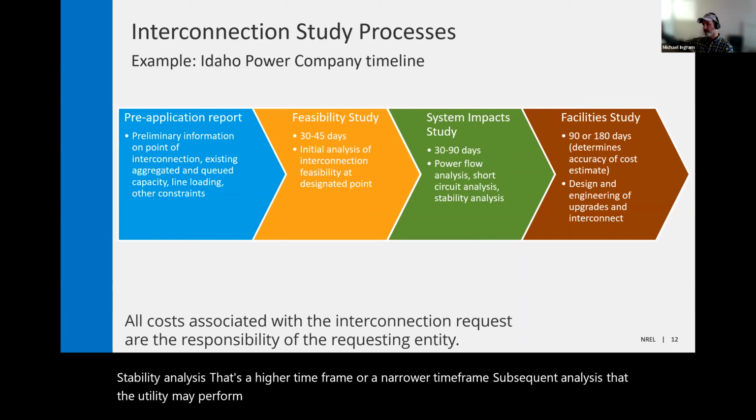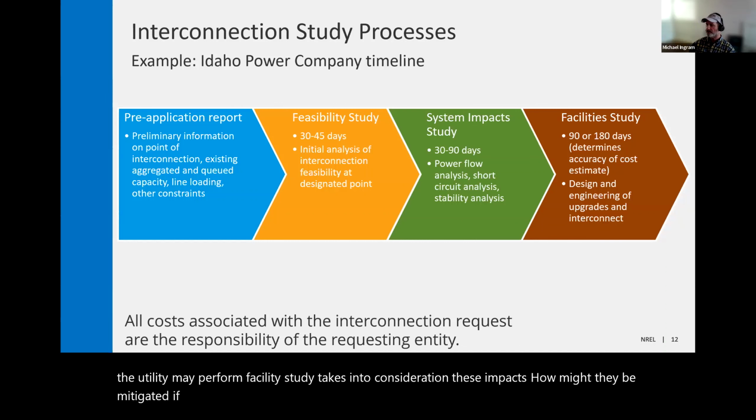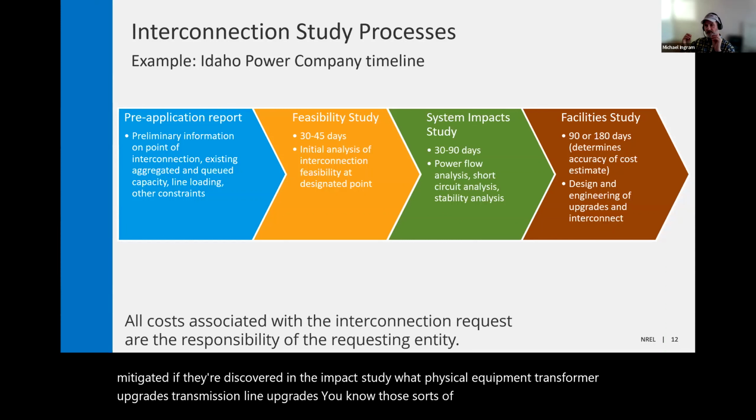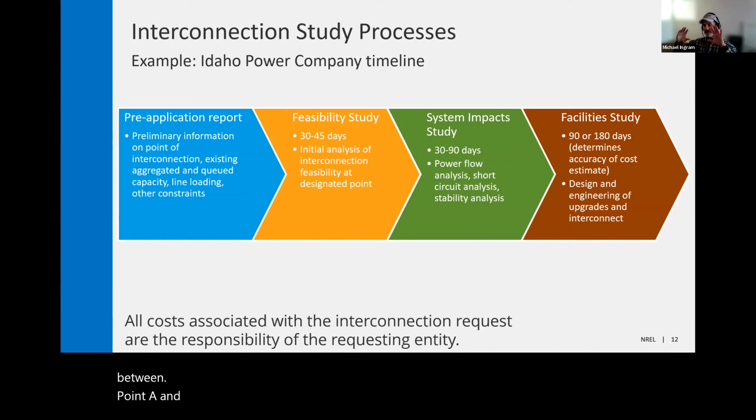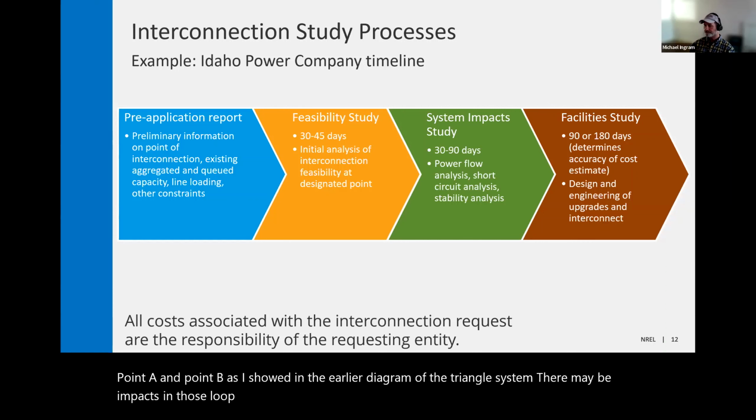The facility study takes into consideration these impacts. How might they be mitigated if they're discovered in the impact study? What physical equipment, transformer upgrades, transmission line upgrades, those sorts of things. And it may not just be between point A and point B. As I showed in the earlier diagram of the triangle system, there may be impacts in those loop areas as well.